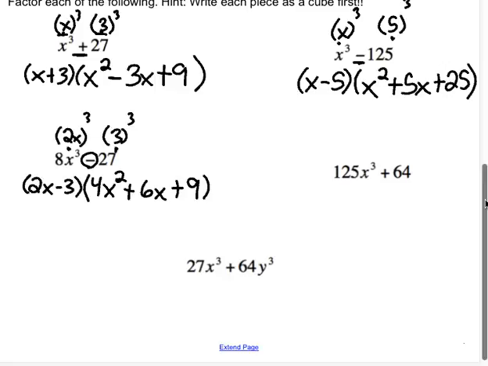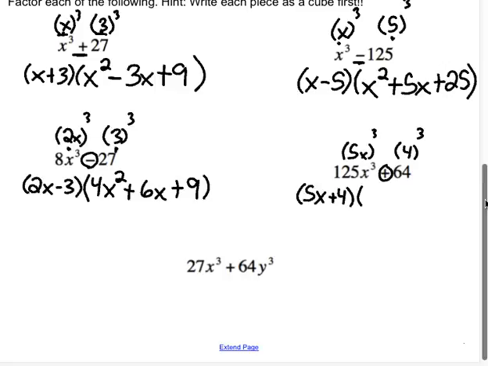All right, looking at the next one. So I'm going to break this up. This is 5x cubed and 4 cubed. So looking at those, now I'm ready to break it up. That linear piece is literally just writing those pieces together. So 5x plus 4. And again, we know it's plus because that's what's showing in the problem.